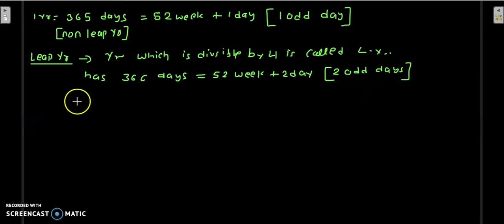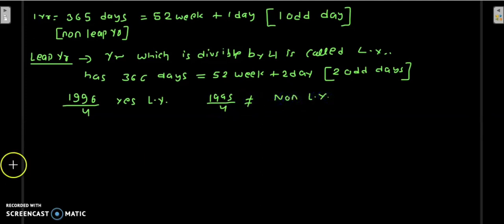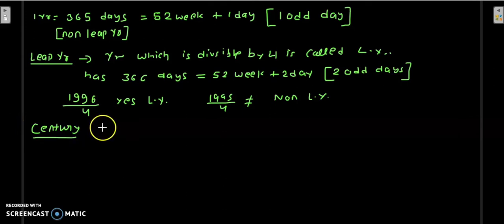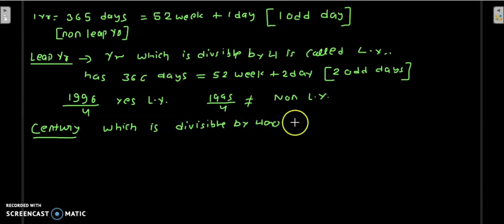Okay, so how to identify a leap year? Any year, suppose 1996, is divisible by 4, so yes, it is a leap year. 1995 is not divisible by 4, so it is a non-leap year. Now when we talk about a century, only if it is divisible by 400 is it a leap year, otherwise not.